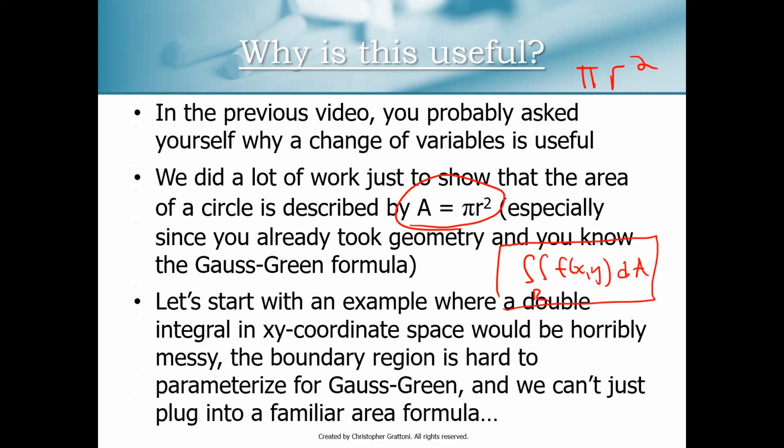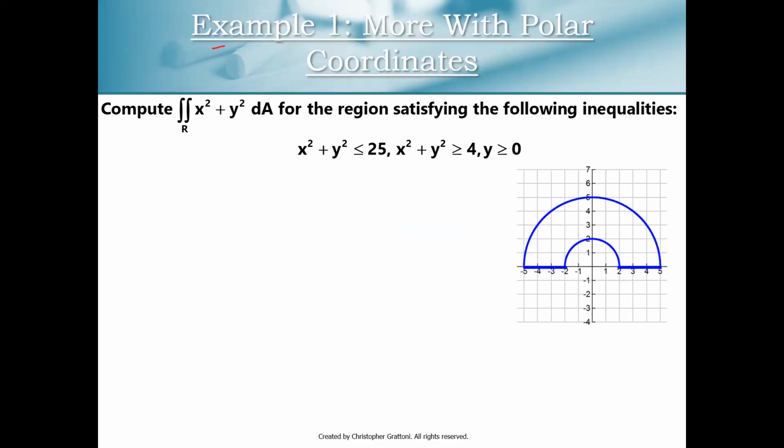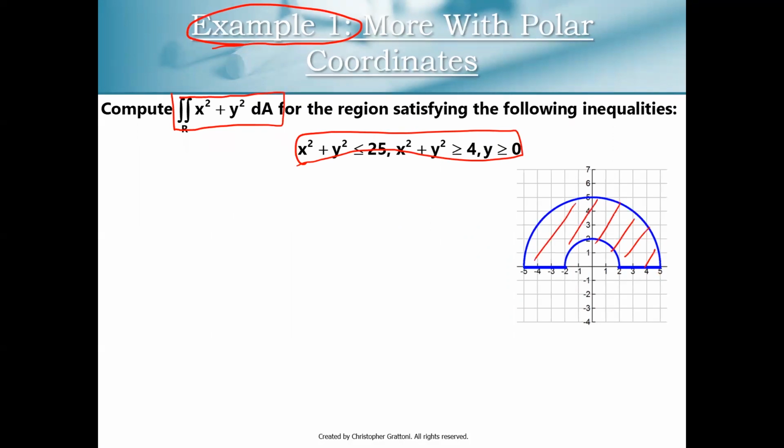All right, so we have example number 1 here, where we're going to compute this double integral of x squared plus y squared dA over the region satisfying these three inequalities. And these three inequalities give us this half donut shape here on the xy plane. It's basically the area that's between a circle of radius 5 centered at the origin, a circle of radius 2 centered at the origin, and above the horizontal line y equals 0.